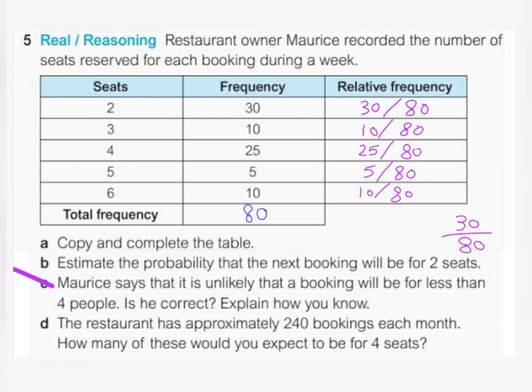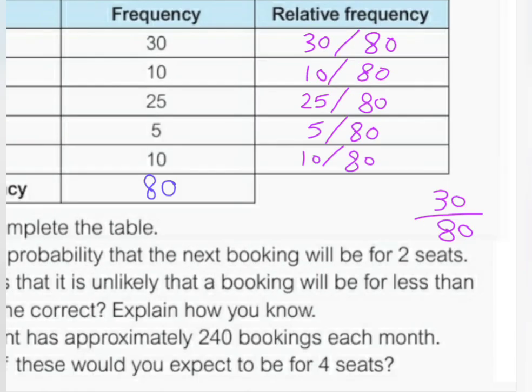How do we know that? We take the relative frequency of 2 and 3 and we add them together and find the percentage of these seats. If they are between 0 and 50, less than 50%, it means they are unlikely. That's the idea. Now let's take a look at the frequencies here. We have 30 over 80 and we have 10 over 80. So we're going to add them together.